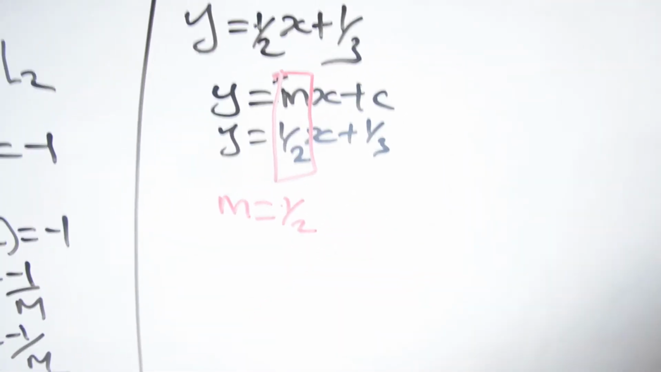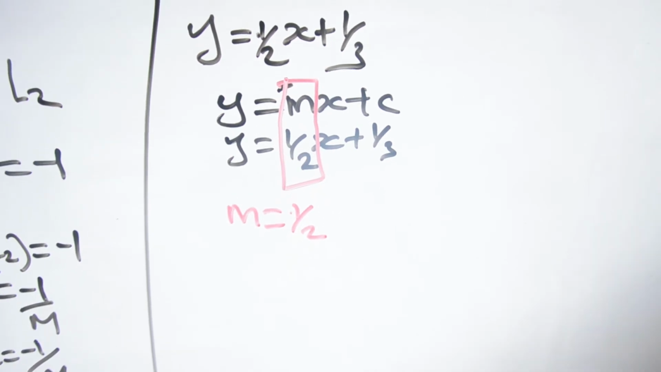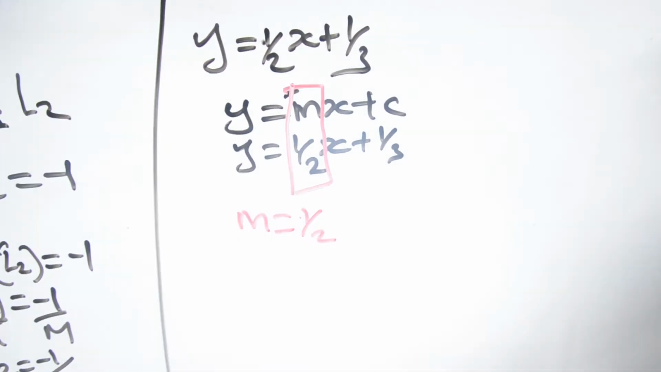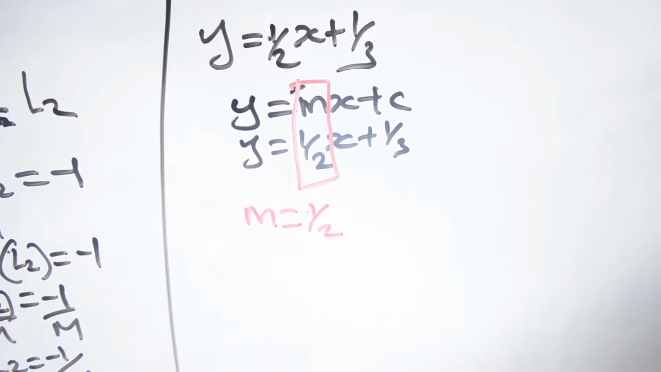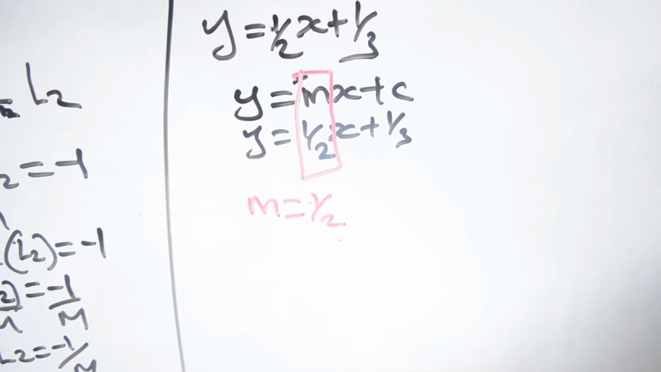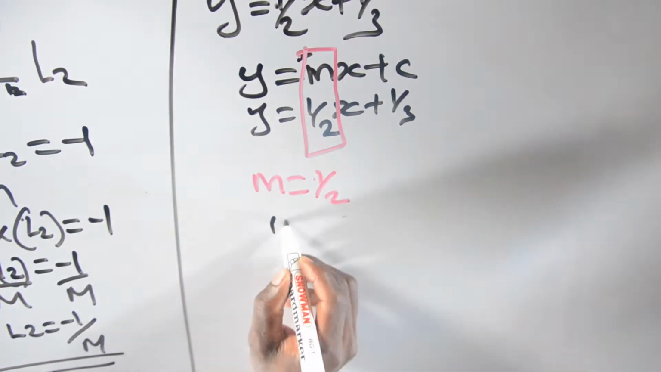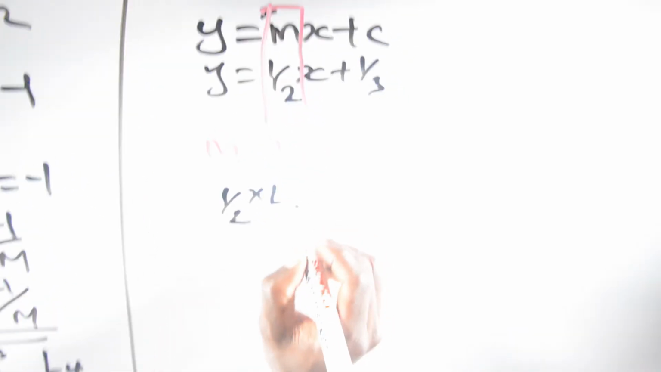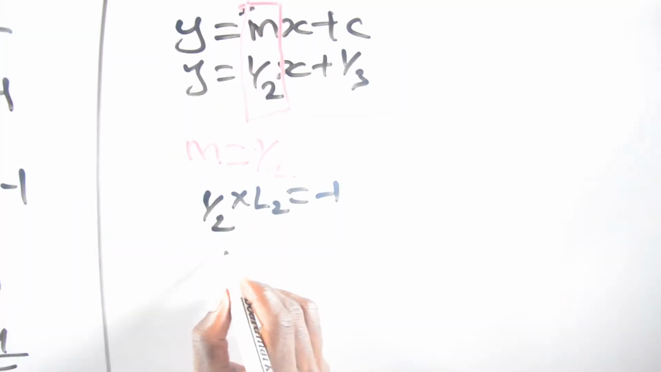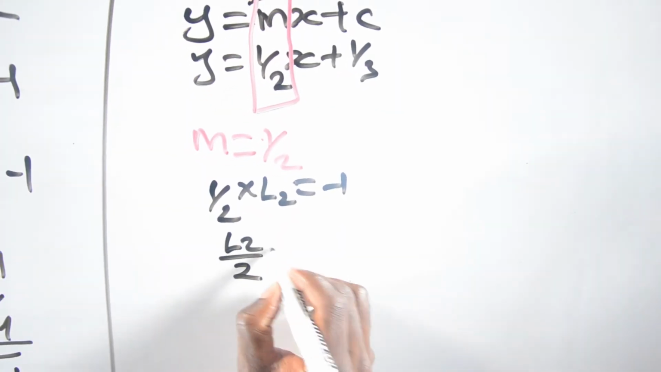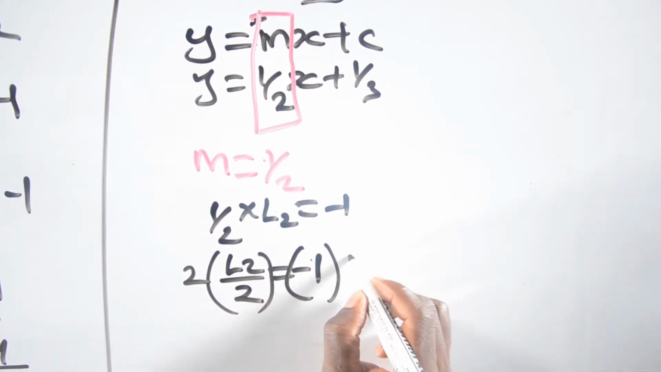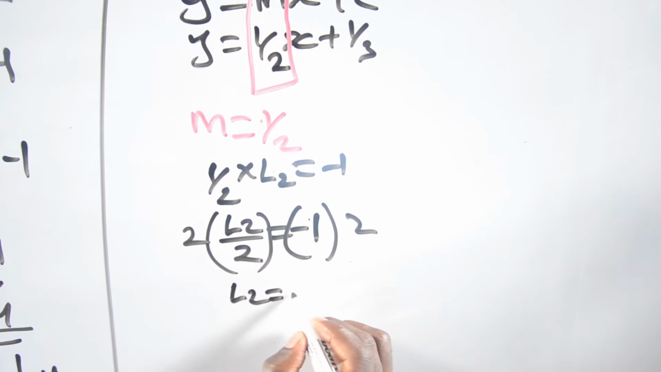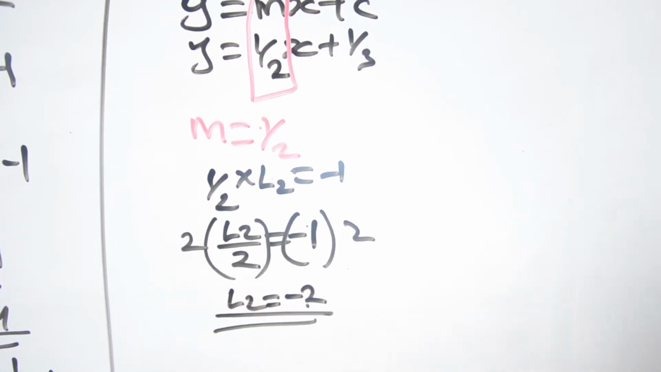Are we together? So are you following up to there? When we know that this line's gradient is equal to 1/2, for you to get the gradient of that other line, you're going to do a simple mathematics here. We're going to say 1/2 times L2 is equal to -1. Are we together? So this means L2 over 2 is equal to -1. You multiply both sides by 2. So L2 is going to give you -2. This is the gradient of the second line.